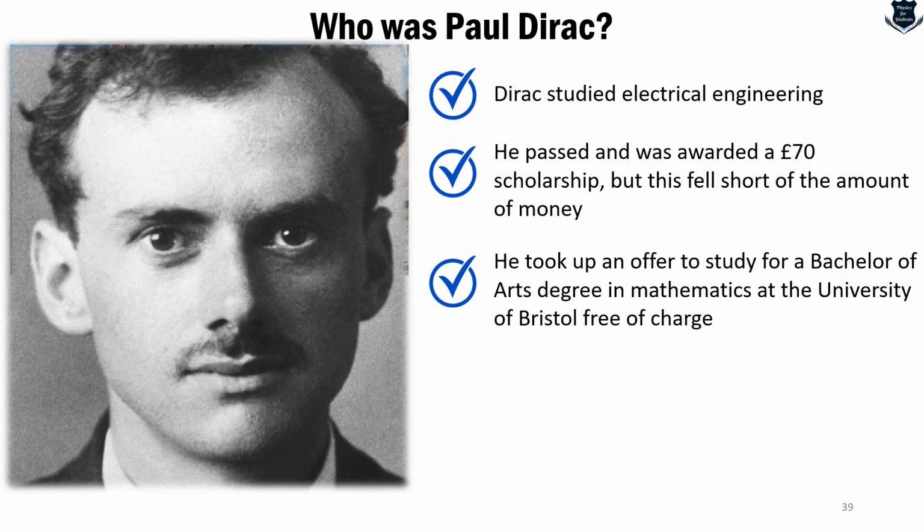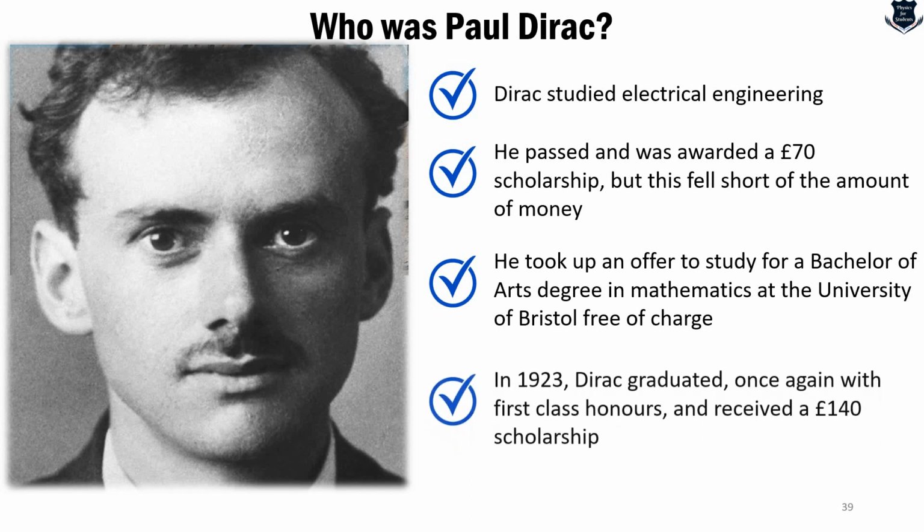Despite having graduated with a first class honors bachelor's degree in electrical engineering, the economic climate of the post-war depression, and you can understand which war I am talking about, the First World War, meant that he was unable to find work as an engineer. Instead, he took up an offer to study for a Bachelor of Arts degree in mathematics at the university, and in 1923 Dirac graduated once more, and this time he received £140, which was good enough for him to go for scientific research.